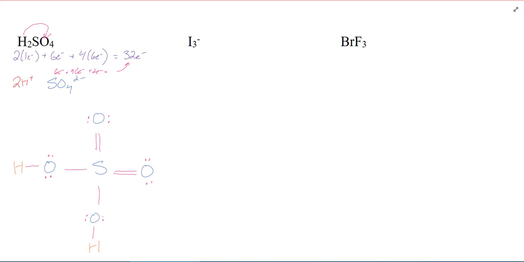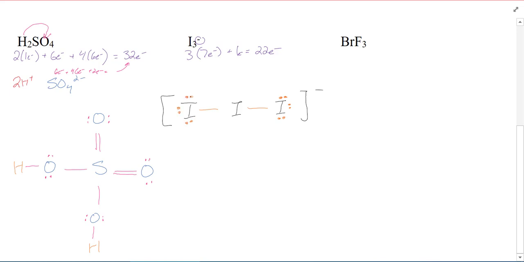Let's go on to triiodide. 7 electrons for iodine. 3 times 7 plus the 1 equals 22 electrons. So how is this arranged? Well, we're going to find out. It's 3 iodines in a row, 1 I in the middle. 2, 4, 6, 8, 10, 12, 14, 16. That's quite a bit left. Well, where do extra electrons go? Central atom.